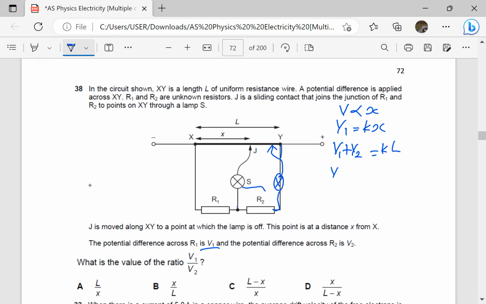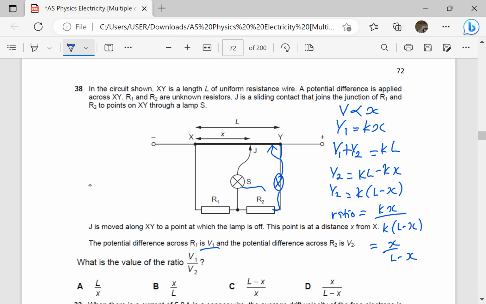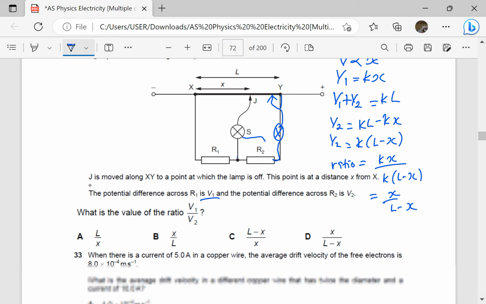So that means we can find V2. V2 is going to be KL minus V1, where V1 is K times X. In other words, V2 is going to be a constant into L minus X. Now let's see the ratio. The ratio is V1 over V2. So V1 is Kx over V2, which is K into L minus X. So this gives us X over L minus X. Therefore, our answer is D.